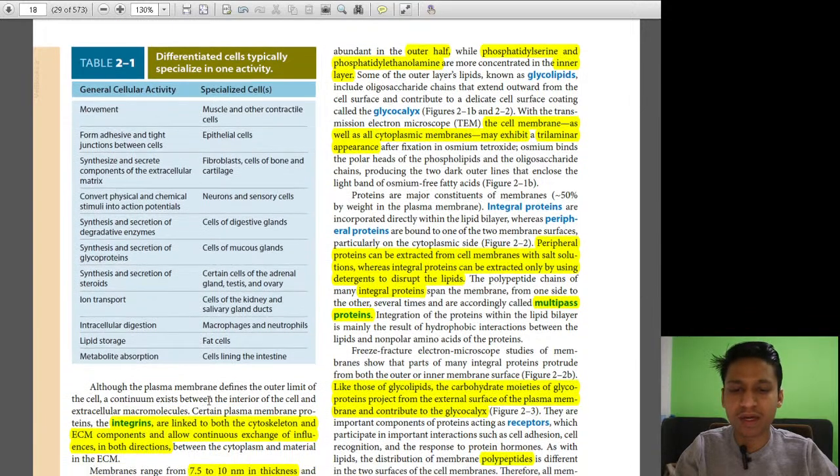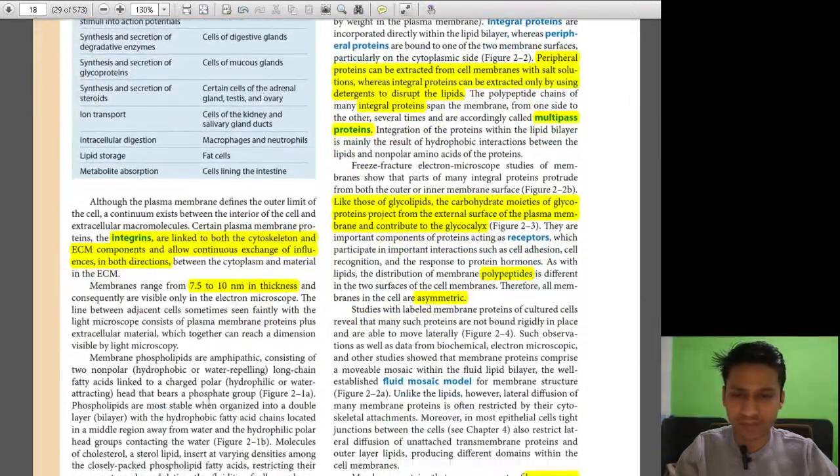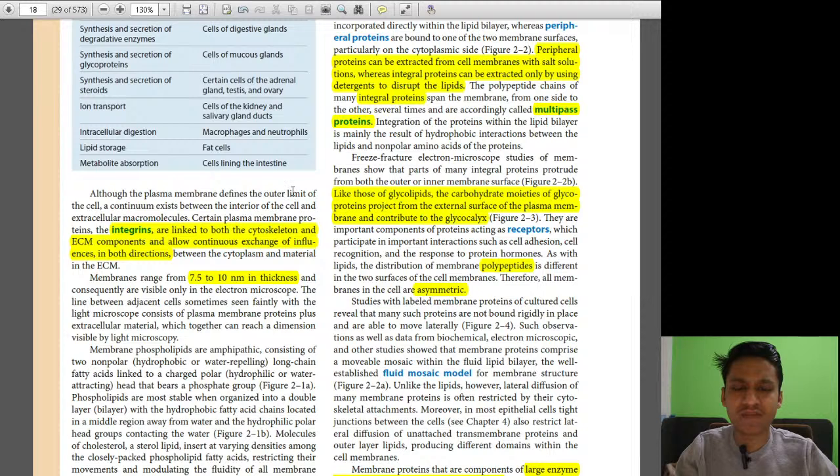Although the plasma membrane defines the outer limit of the cell, a continuum exists between the inner part of the cell and the extracellular macromolecules. Certain plasma proteins, the integrins, are linked to both the cytoplasm and the extracellular matrix components and allow continuous exchange of influences in both directions between the cytoplasm and the material of the extracellular matrix.